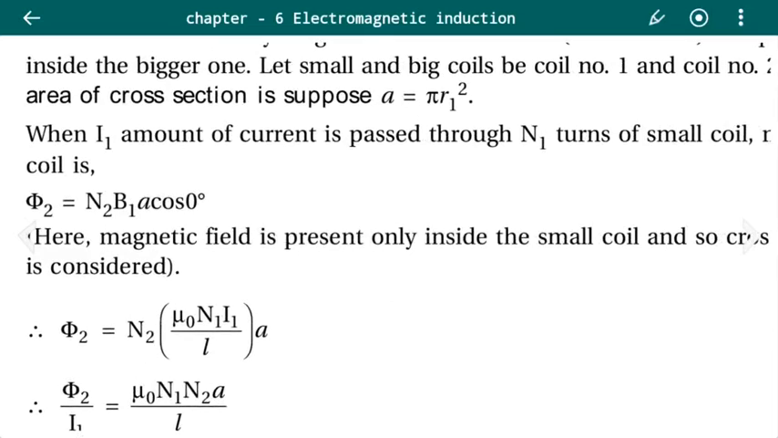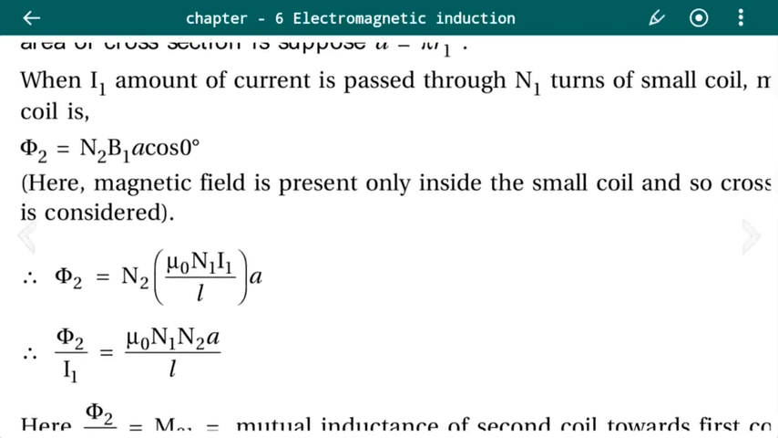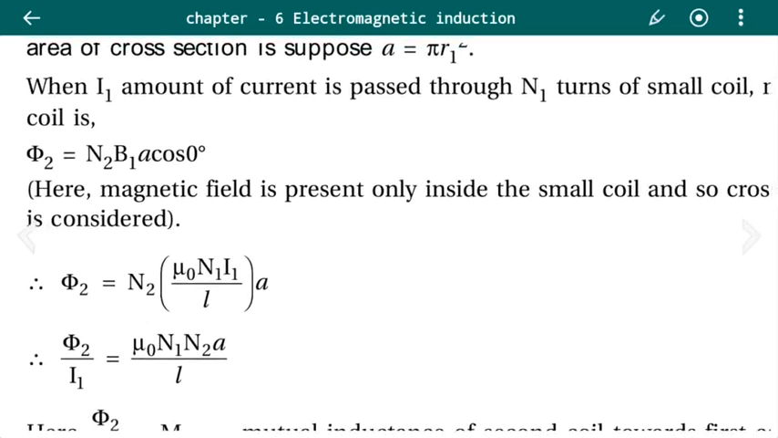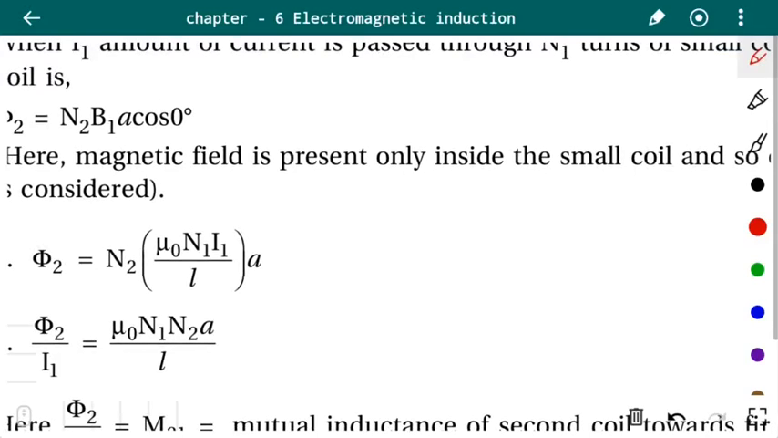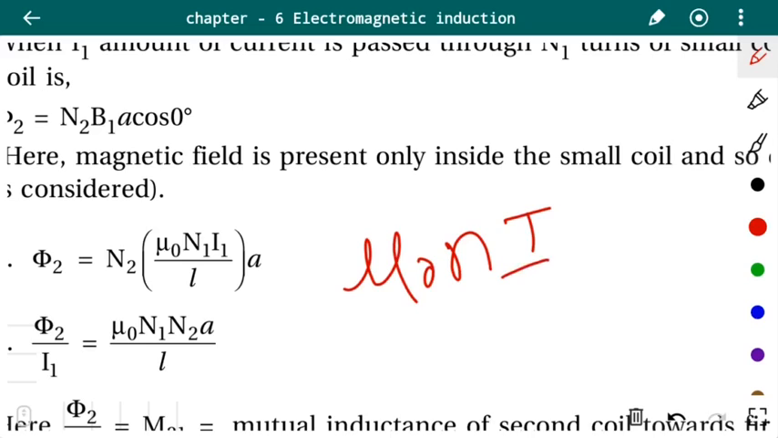So phi2 equals N2 B1 A cos 0 degree, that is phi2 equals N2 B1 A. Now the magnetic field due to coil 1, because we are using a solenoid over here, is mu 0 n i. So the magnetic field associated with that, due to the smaller coil, is mu 0 n I1.